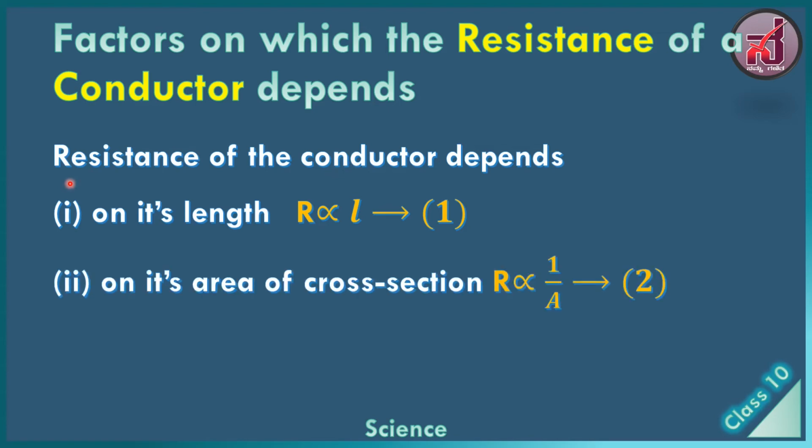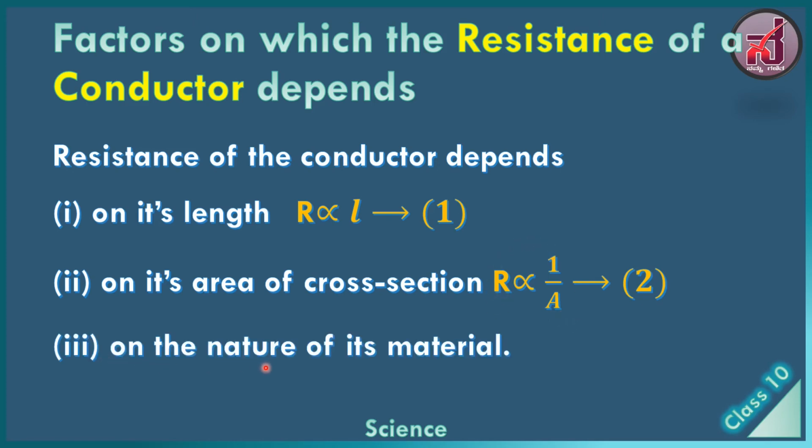Second one, resistance of the conductor depends on its area of cross section. R is inversely proportional to A. A means area of cross section of the wire. If area of cross section of the wire increases, then resistance decreases. If area of cross section decreases, then resistance increases.